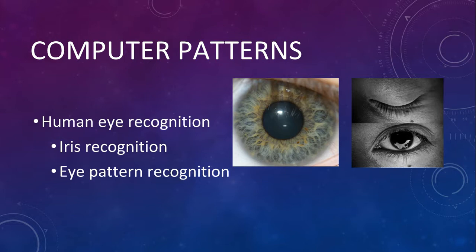Now scientists are using eye movement patterns to work similarly to iris recognition. In this way, the computer measures eye movements and blinking patterns prior to granting access. Pattern recognition is as useful in the classroom as it is in the modern world.